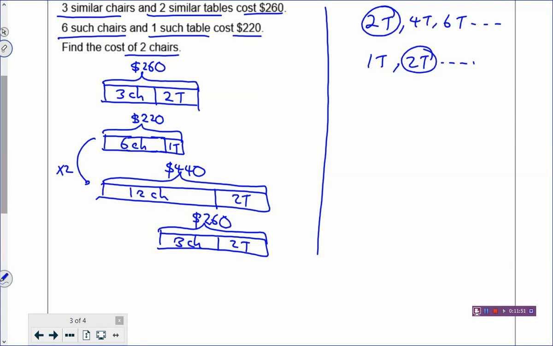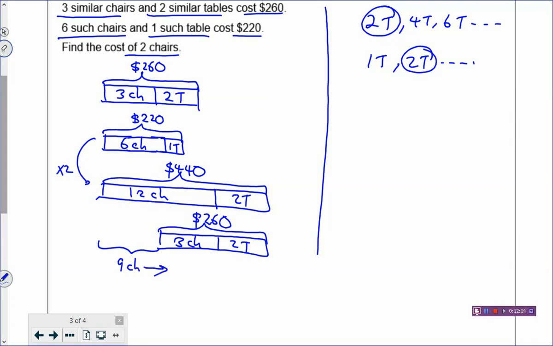And if you look at this model carefully, can you see what is the difference? 2 tables minus 2 tables, that's gone already, right? Nothing, no more tables. But 12 chairs minus 3 chairs will give you 9 chairs here, right? And how much is 9 chairs? That will be $440 minus $260.